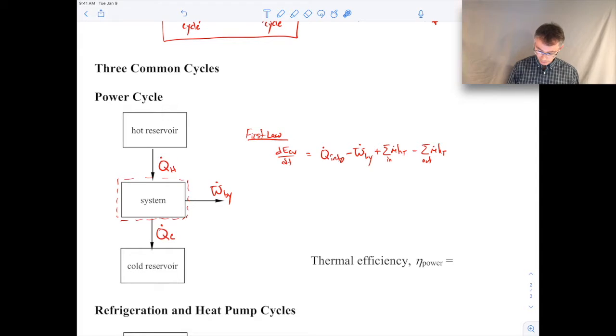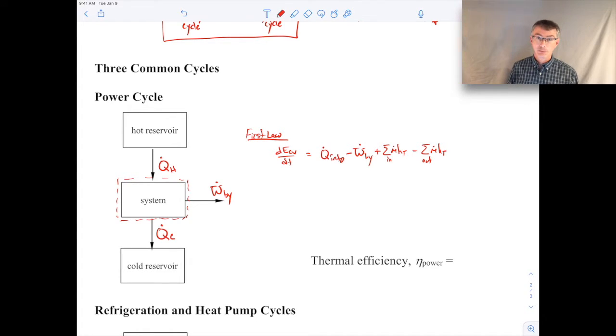Since I have it in terms of Q dot and W dot here, I'll just leave this in terms of the Q dot and W dot. By the way, you can do all of this analysis using just heat and work. It doesn't have to be a dot. You could just have Q_H, W_by, and Q_C without the dots. All the analysis looks the same. So here's our first law.